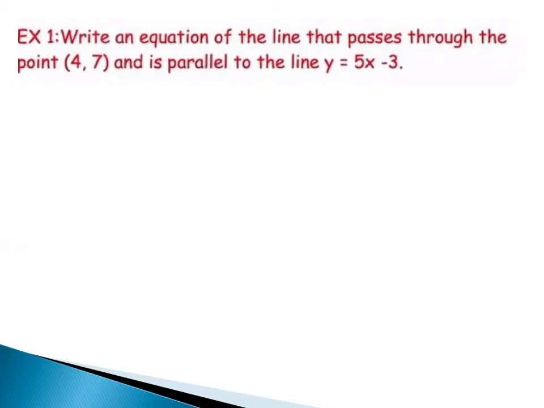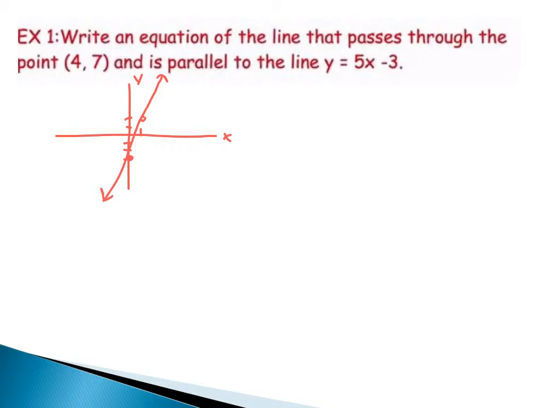Okay, so let's apply this in our first example. In this example, I want you to write an equation of a line that passes through the point (4, 7) and is parallel to the line y equals 5x minus 3. So here's what I'm asking you to do. Imagine, here are my x and y axes, and I were to graph the line y equals 5x minus 3. I'm going to go down 3 to start, then I'm going to go up 5 over 1. So say I have this line right here. Not the best again, but nevertheless.